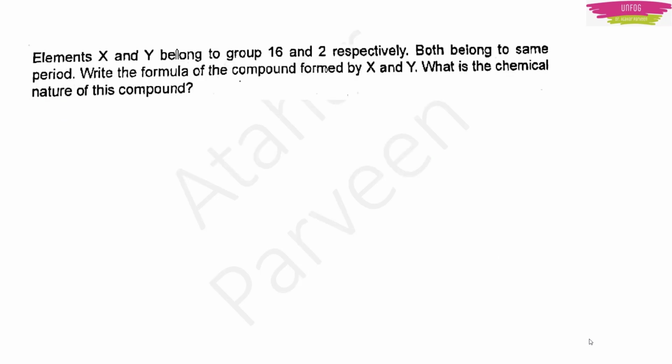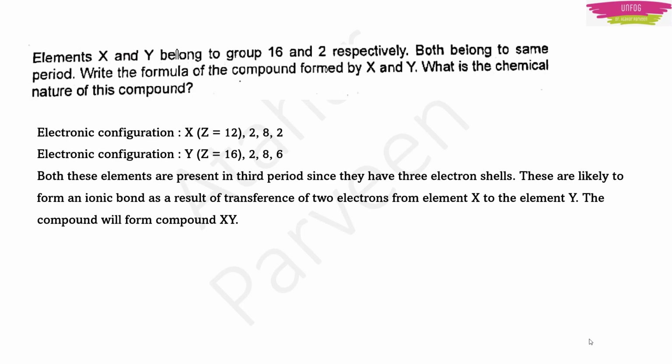Okay. Now, there is one more question asked for 2 marks in a previous year question paper. They may ask this type of a question also. Elements X and Y belong to group 16 and 2 respectively. Both belong to the same period. Write the formula of the compound formed by X and Y. What is the chemical nature of this compound? See, one by one you have to address. Electronic configuration, first you write for X and Y. 12 and 16 means it will be 2, 8, 2 and 2, 8, 6. Then both these elements are present in the third period. Why? Because there are 3 electron shells. Okay. Then these are likely to form an ionic bond as a result of transference of 2 electrons from element X to the element Y. Then the compound formed will be XY. So you have to write answers like this.